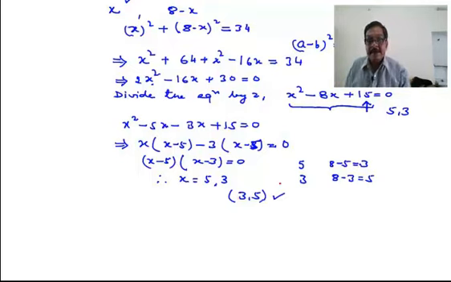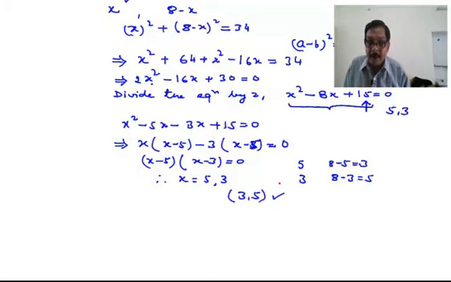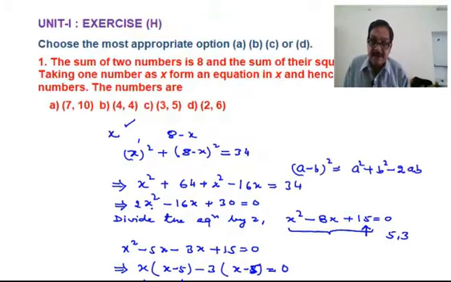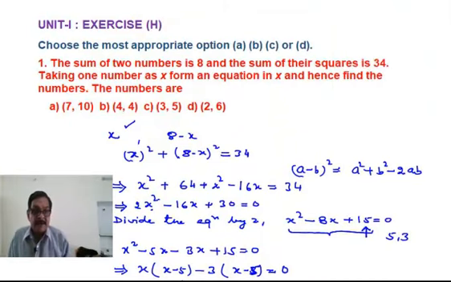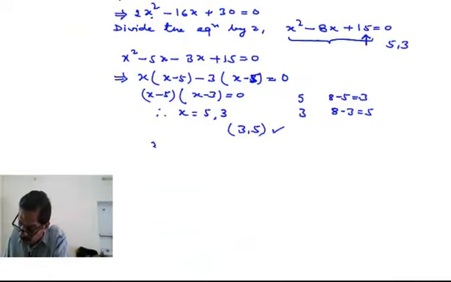Now we can also check the solution by putting these values in the given conditions. See, we have been given that the sum of the numbers is 8. So if I do 3 plus 5, then I obtain 8, which is true.